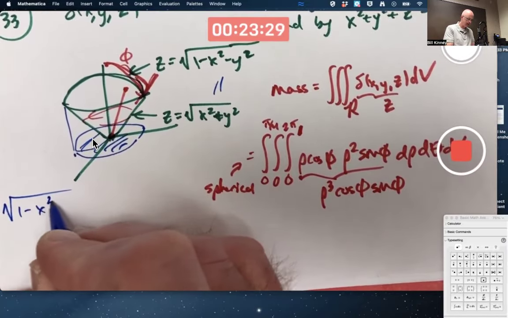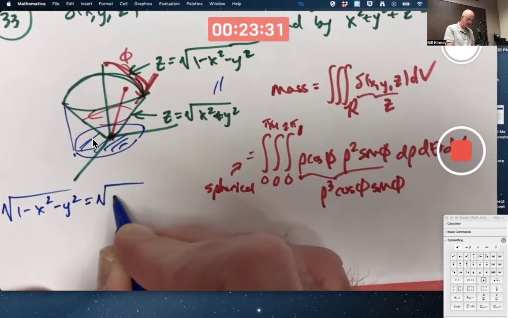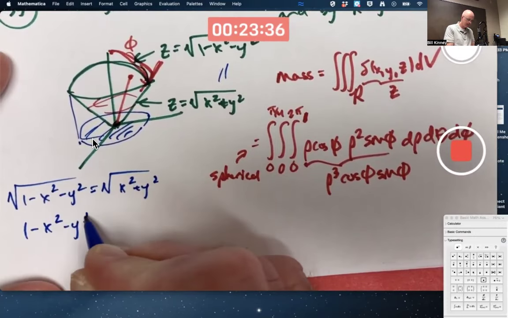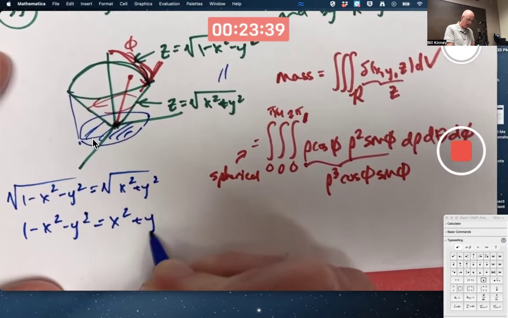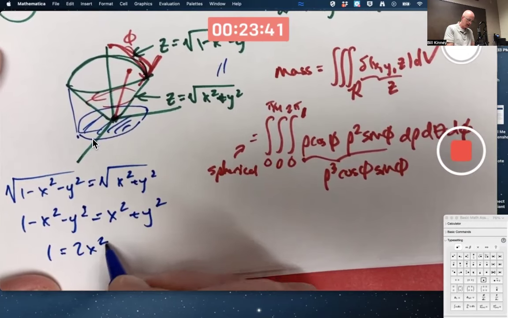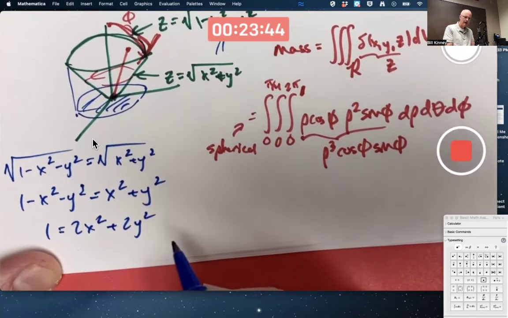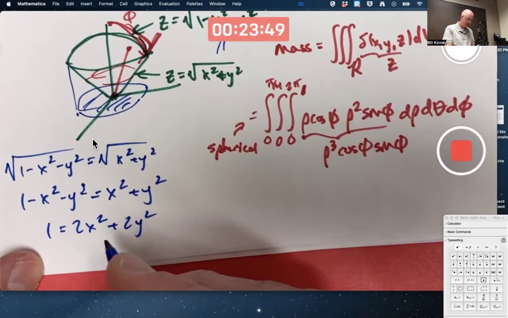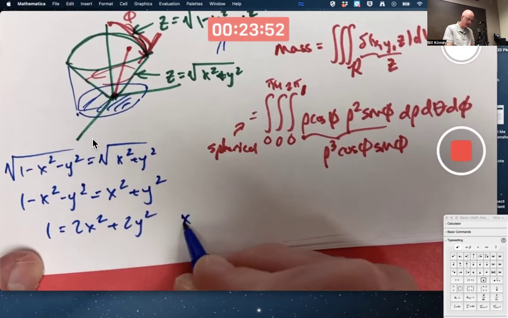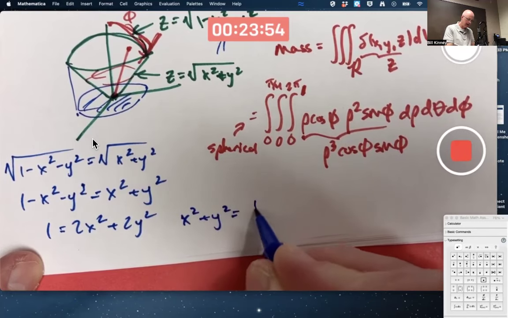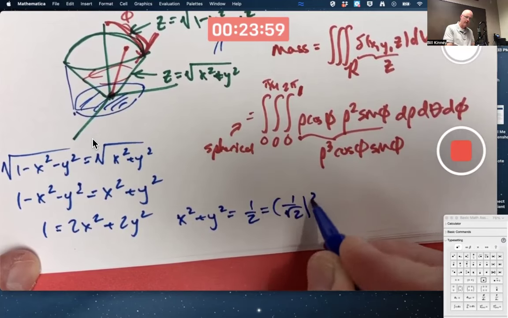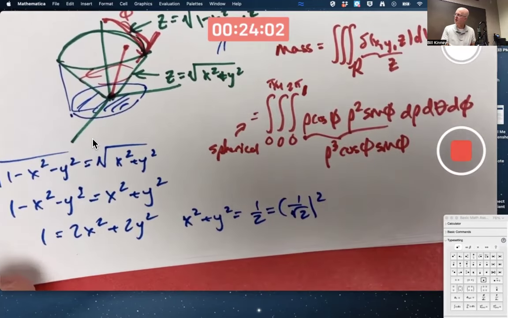Set 1 minus x squared minus y squared equal to square root of x squared plus y squared. Square both sides. Rearrange. And probably we would want to write that, divide everything by 2, like that, and that's squared. It looks like it's a circle of radius 1 over square root of 2, which you wouldn't necessarily expect.